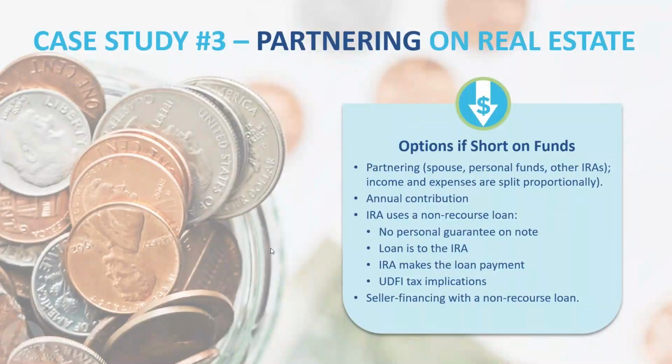And it could also be seller financing with non-recourse. So again, it has to be a non-recourse loan. You're looking for something with that non-recourse language in there. What are other options? If they're short on funds, they can bring in a non-disqualified third party to partner with them. So looking for another partner to come in and maybe buy a portion of the house or lend them money. But again, it would have to be a non-disqualified third party. And if it was a loan, it would have to be non-recourse.